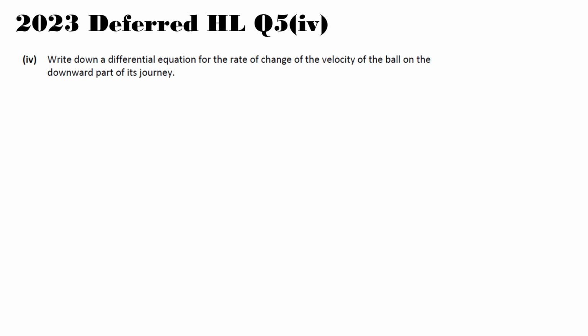So part 4: write down a differential equation for the rate of change of the velocity of the ball on the downward part of its journey. The first thing we're going to do is look at the force involved. Here is the ball, and we have, of course, weight working down, which is mass times gravity. Bear in mind what direction we're moving. This is on the downwards part of its journey, so our acceleration is down this way, which means that any air resistance is going to be coming back this way.